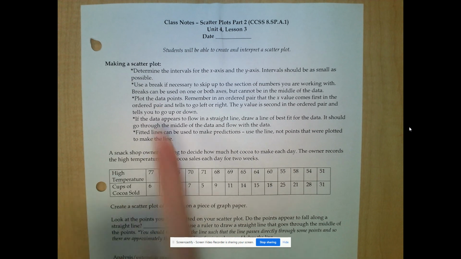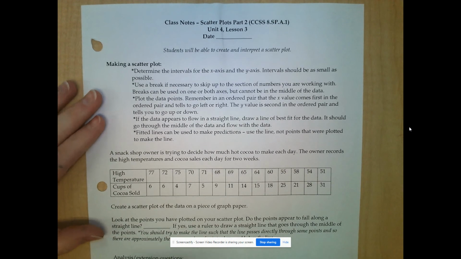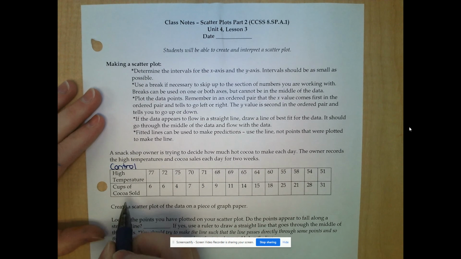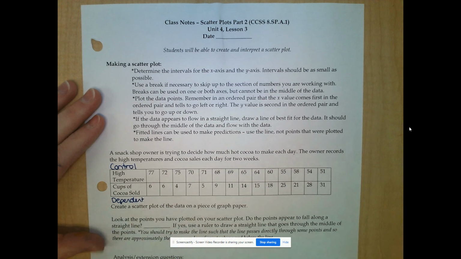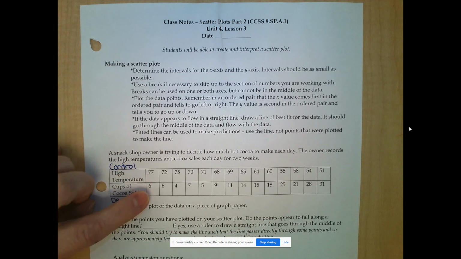Remember, in an ordered pair, the x value comes first. So our x value is also known as our control. And the y value is known as the dependent. So for this example, we're saying that the high temperature, we think, has some control over the number of cups of cocoa being sold. So we're going to put high temperature as the thing that we're like, okay, the temperature today is 77. What happened for number of cups of cocoa sold?